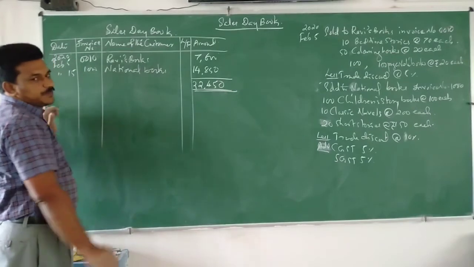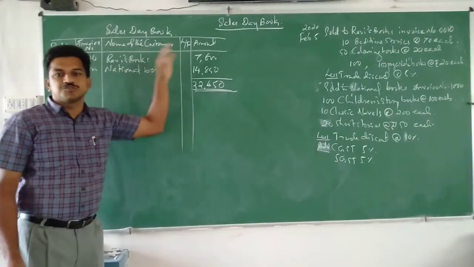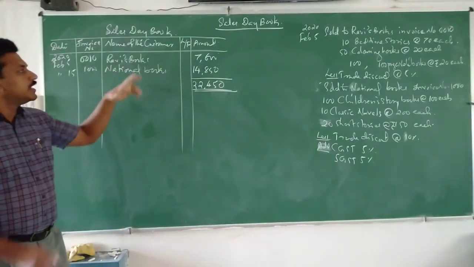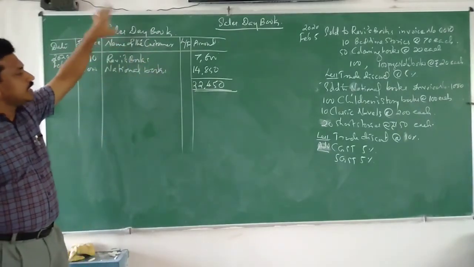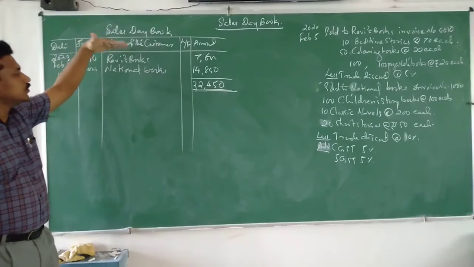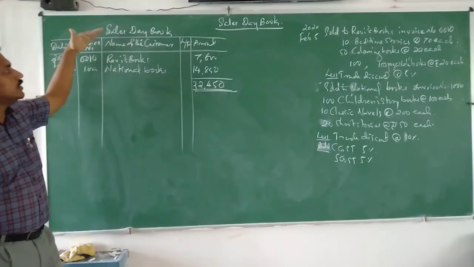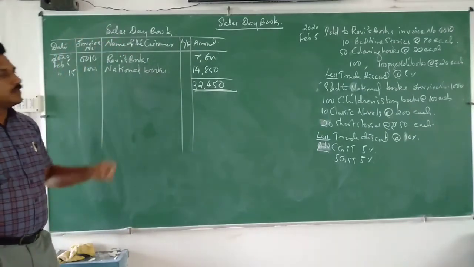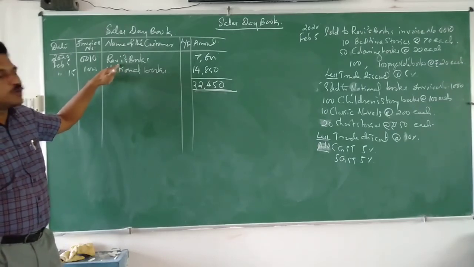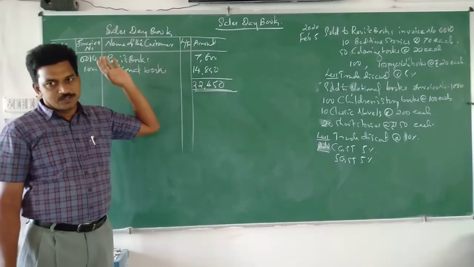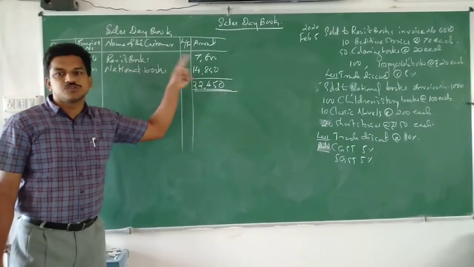22,450. So this can be posted to the ledger account in the same way which we have discussed first. Here we have to write again 3 accounts: Ravi's books, national books, and sales day books. So in the case of Ravi's book, what will be the journal entry? Ravi's books debit to sales.